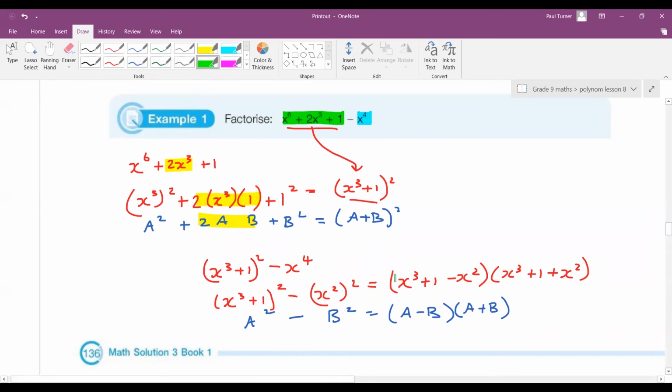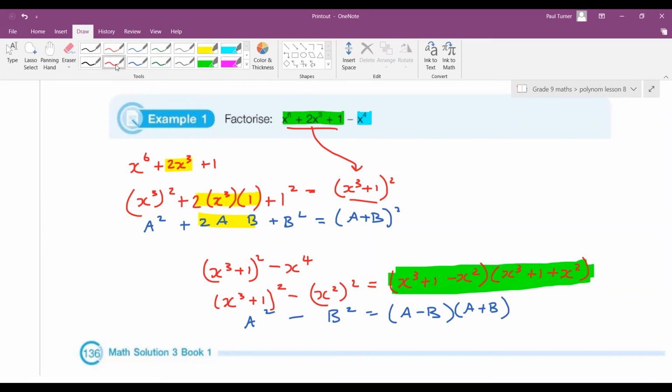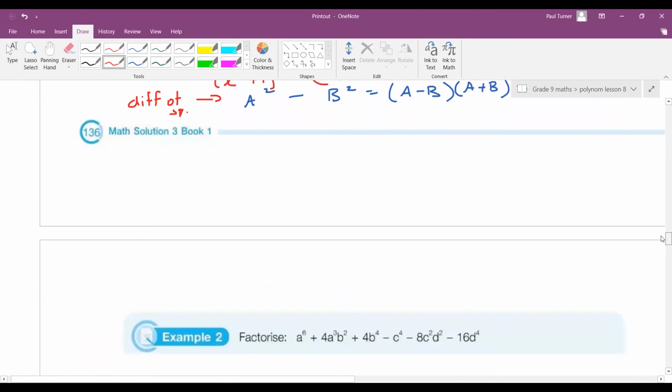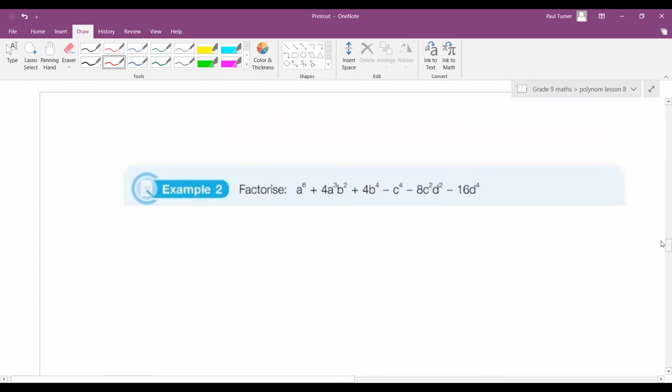Quite a long one, because each factor has 3 terms. Okay, so that would be the answer there. So you see we use 2 rules. We use the perfect square rule here, and then we use the difference of squares here. So there's 2 rules to these questions. That's example 1. Example 2 is quite long. Let me take a look.